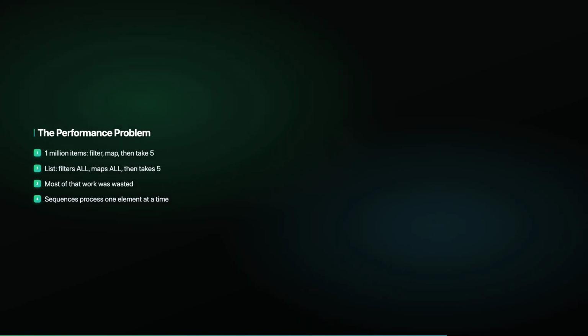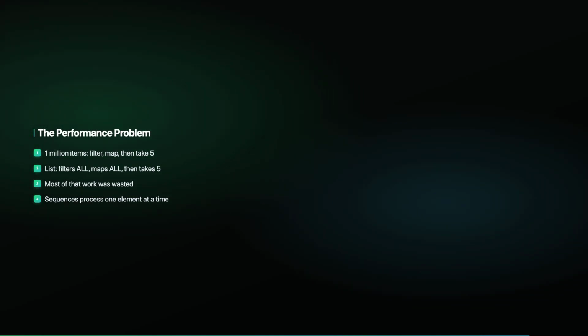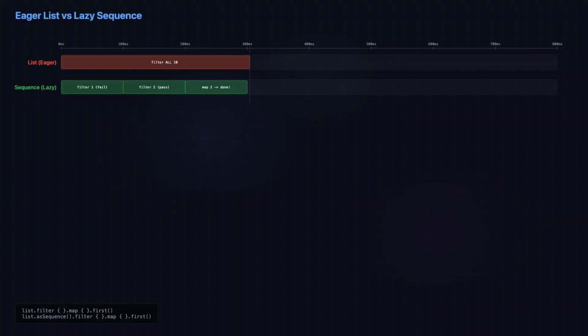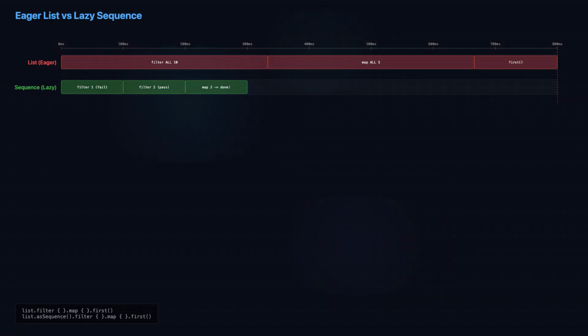Sequences solve this problem by processing elements one at a time. They only do the minimum work needed to get your result. Lists are eager. They process all elements at each step and create intermediate collections. Sequences are lazy. They process one element through all steps before moving to the next.